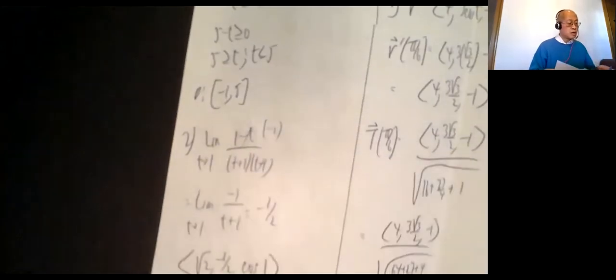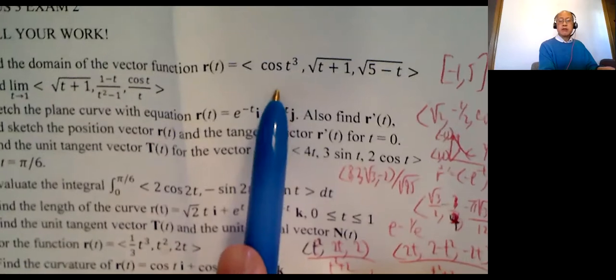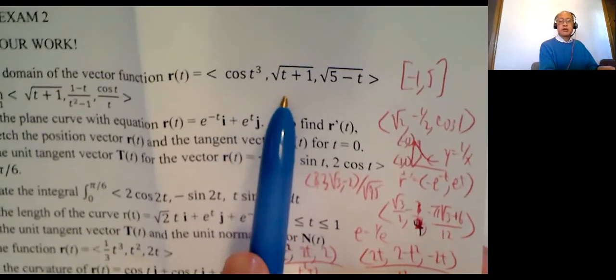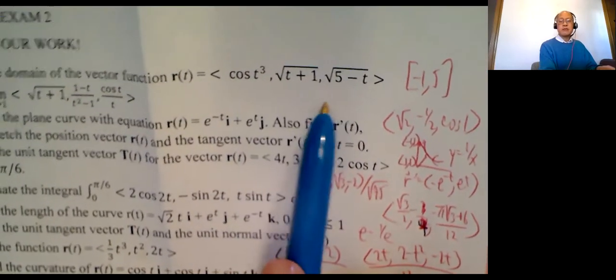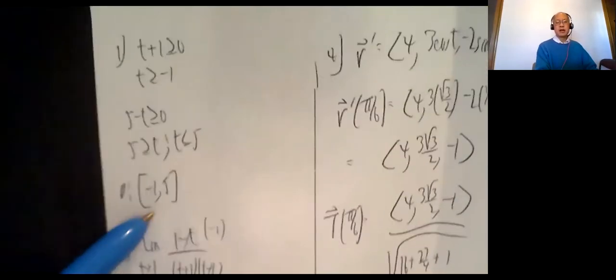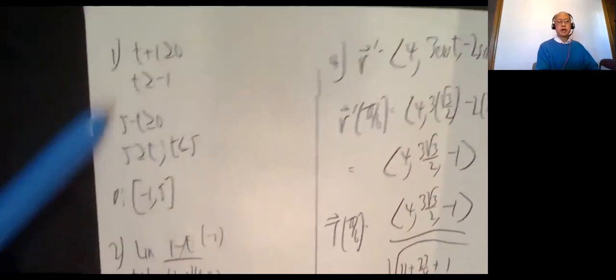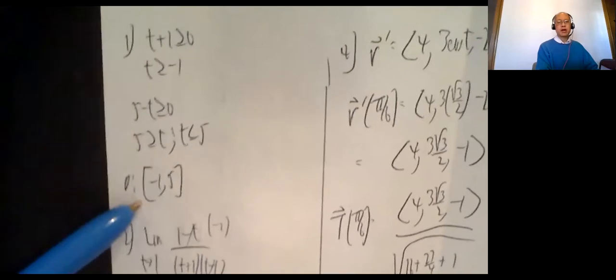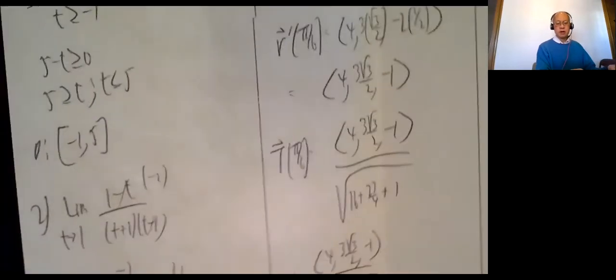So number 1, for the domain, t can be any real number there. There, t plus 1 has to be greater than or equal to 0, and 5 minus t has to be greater than or equal to 0. And I don't accept it if you just go straight to the answer. You need to show me some work. So I did not accept just this. You can't just say, oh, it's obvious. I don't accept that. It's not that obvious. So you should show me this. T is greater than or equal to -1, and t is less than or equal to 5, so the domain is [-1, 5].